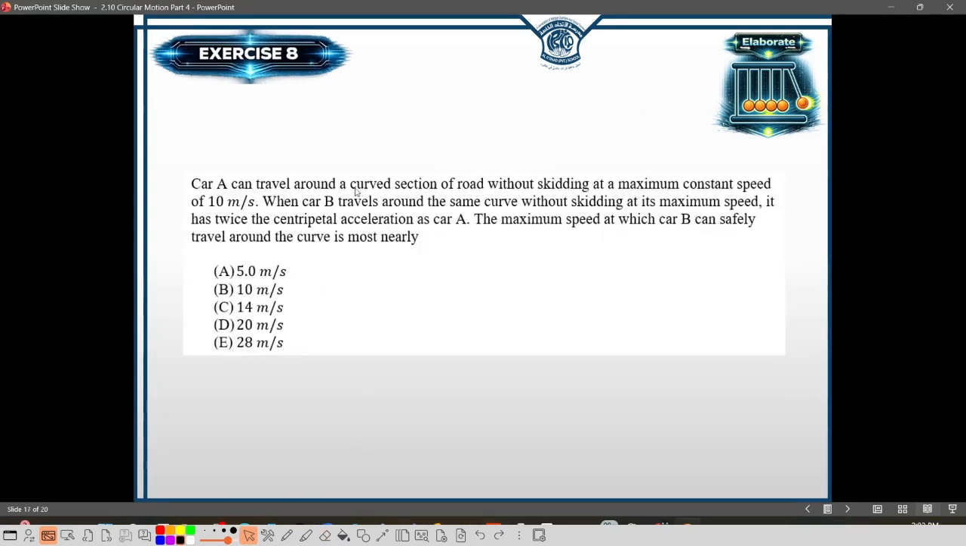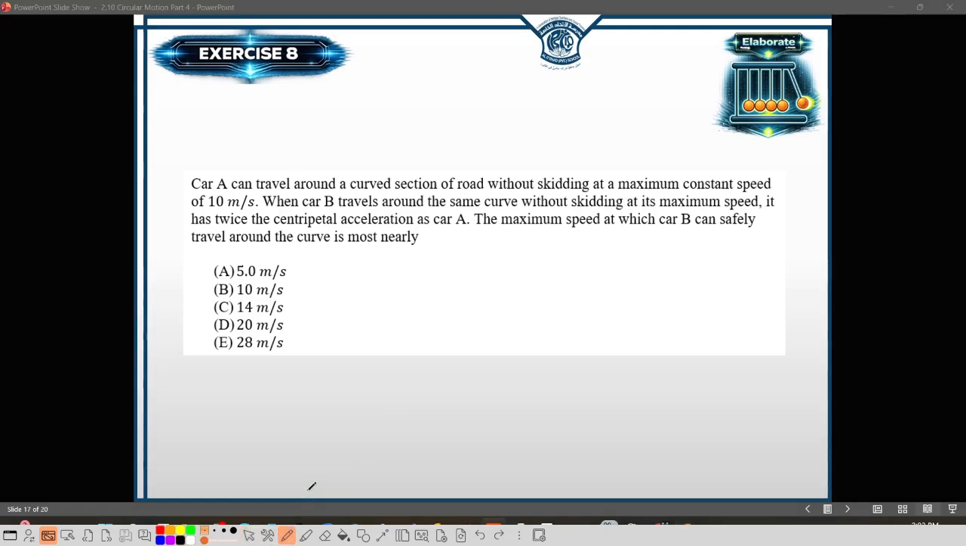A car A can travel around the curved section of a road without skidding at a maximum constant speed of 10 meters per second. So this is the maximum possible speed before we lose the contact. If we exceed the speed, the object will lose the contact and it may fly. When car B travels around the same curve without skidding at its maximum speed, it has twice the centripetal acceleration as car A.